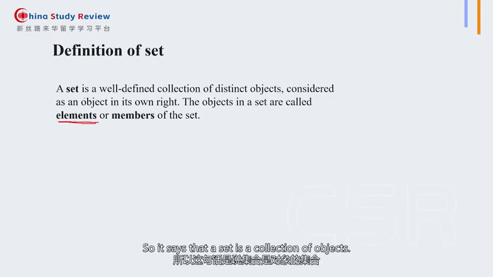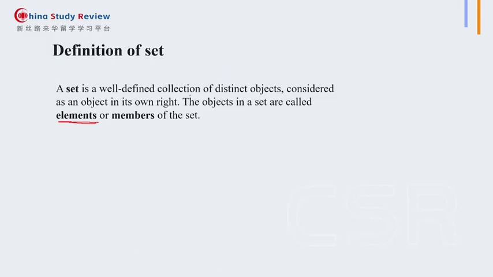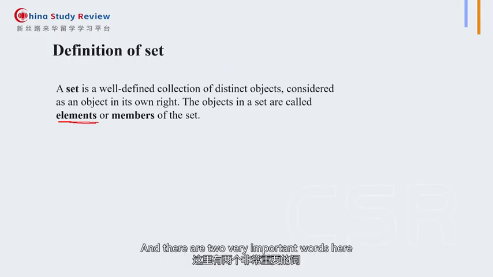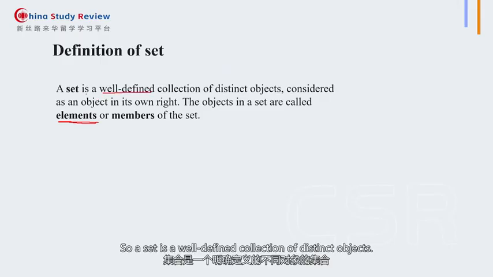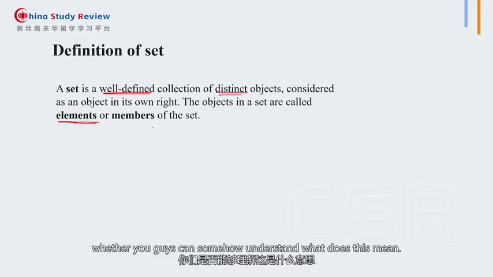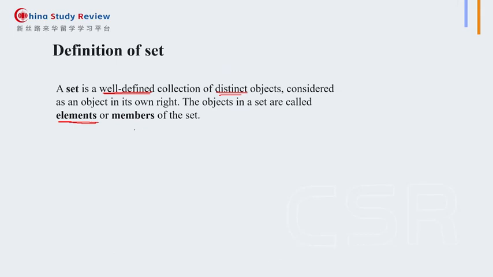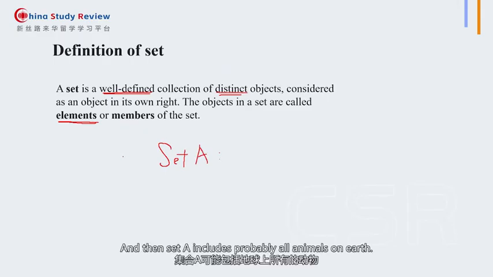So a set is a collection of objects, and there are two very important words here that you might want to take notes on. A set is a well-defined collection of distinct objects. Let's see whether you can understand what this means. For example, let's have set A, and set A includes all animals on Earth.